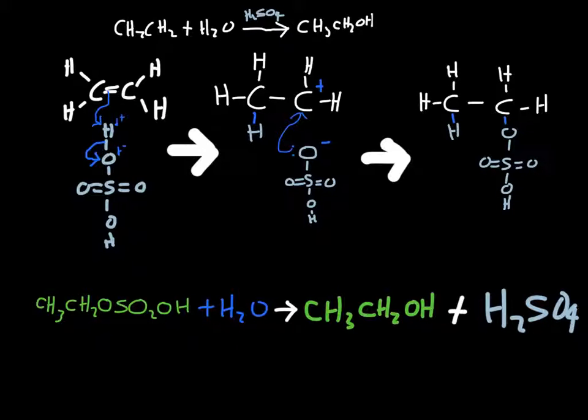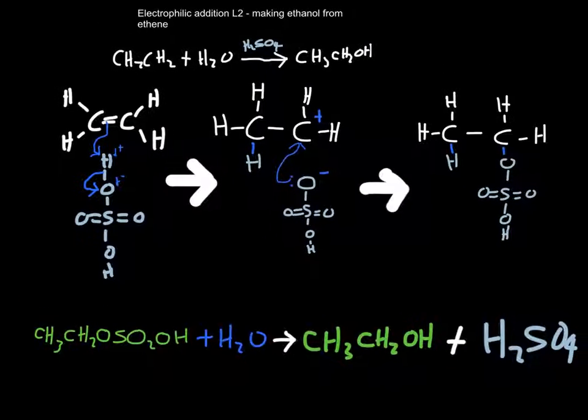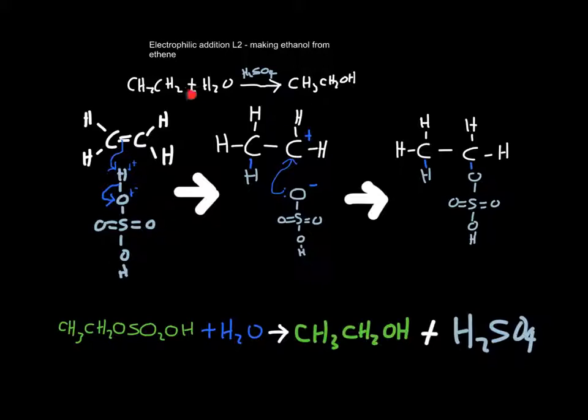So if we look back at the initial equation, the overall equation, the one up here, we can see we added water to ethene, making ethanol with a sulfuric acid catalyst. But what actually took place was first the sulfuric acid was added across the bond, forming our ethyl hydrogen sulfate, and then the ethyl hydrogen sulfate, the intermediate, reacted with water, forming ethanol and reforming the sulfuric acid catalyst.